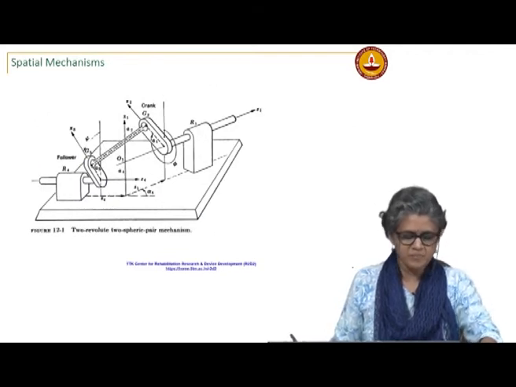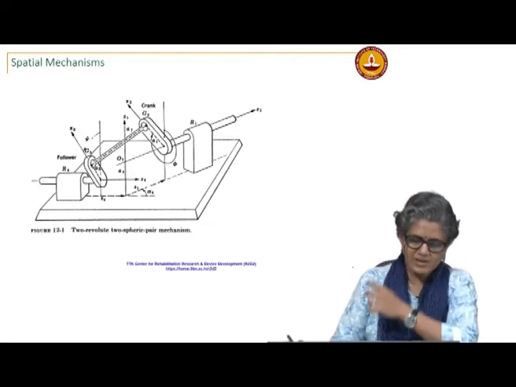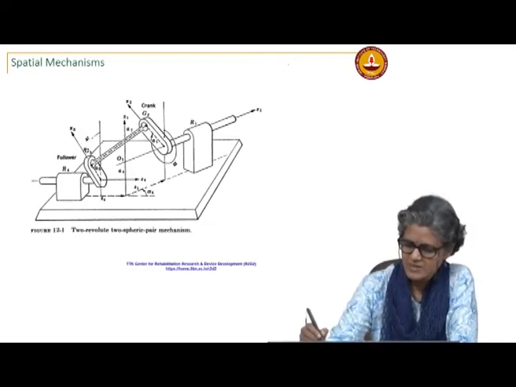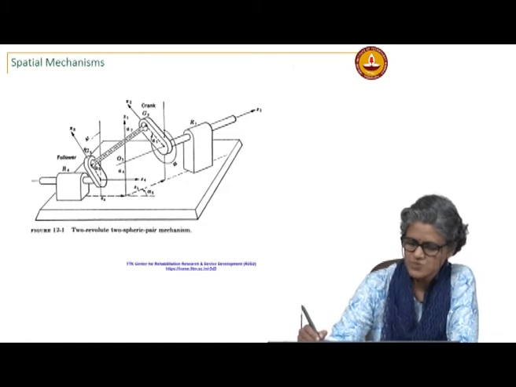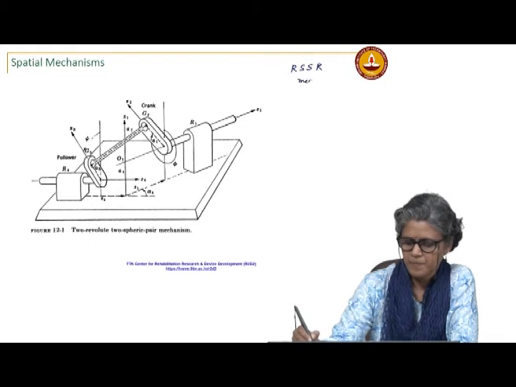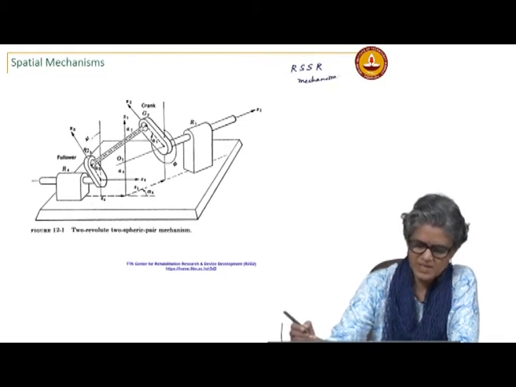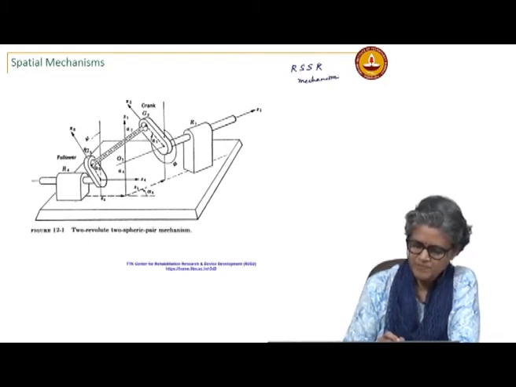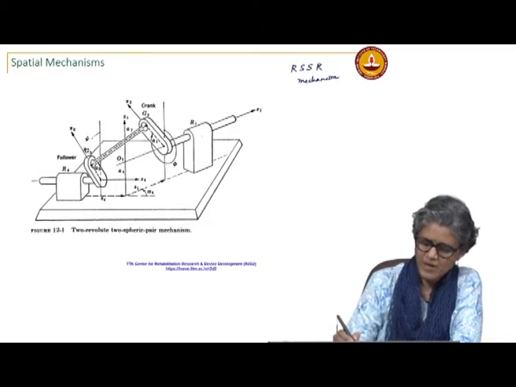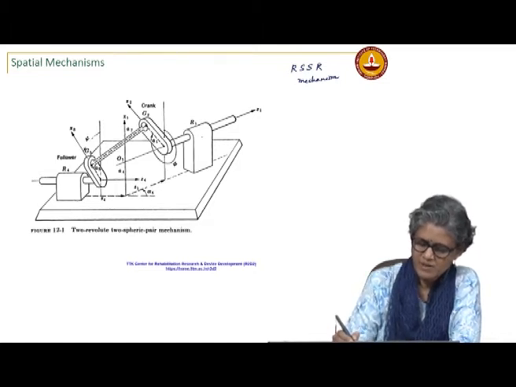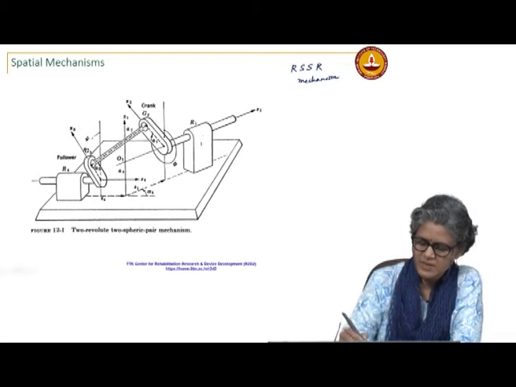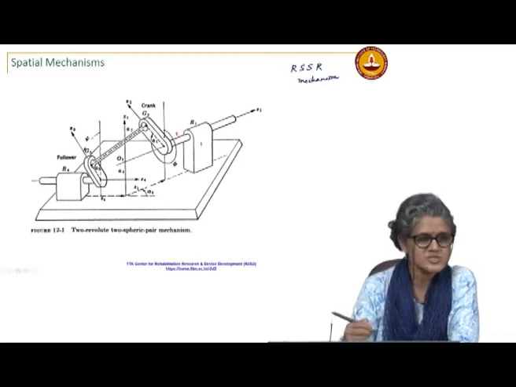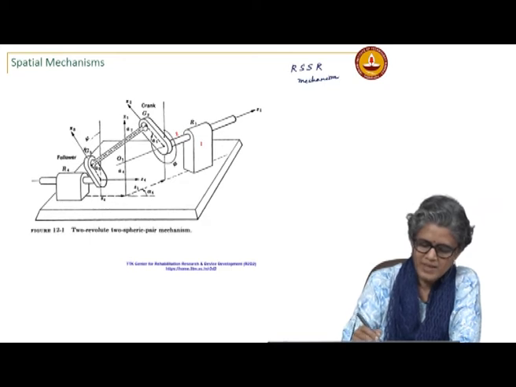So, typically planar mechanisms are represented in terms of the joints. So, this would be like an RSSR mechanism. This is essentially a 4 bar. You have this link, link 1 which is fixed, then you have link 2 which is the crank, and then you have link 3.